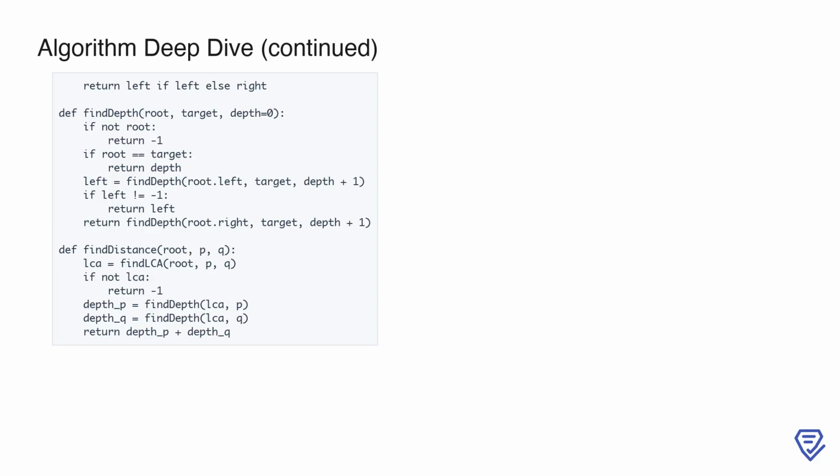If the root matches the target, it returns the current depth. Otherwise, it recursively searches the left and right subtrees, incrementing the depth counter. The function returns the depth as soon as the target node is found.